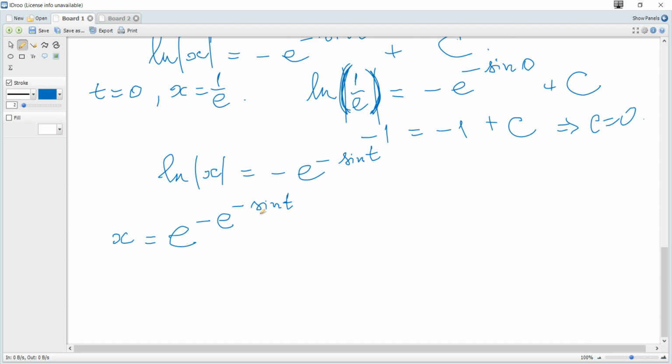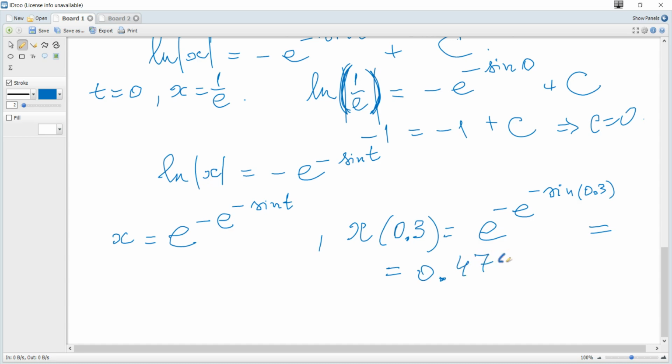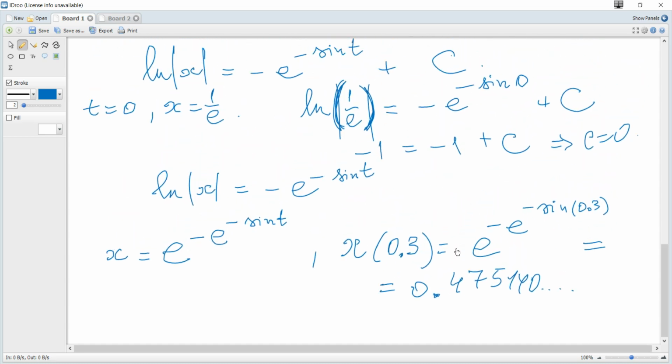So it's the exact solution, and we need x of 0.3, so it becomes e to the power of negative e to negative sine of 0.3, and you just calculate it with the calculator, but notice that it must be in radians only, not degrees, and it is equal to, notice that it's the intermediate result. We don't need to round it to 3 significant figures because it will be used later when we calculate the percentage error. So it's 0.47510 and so on.